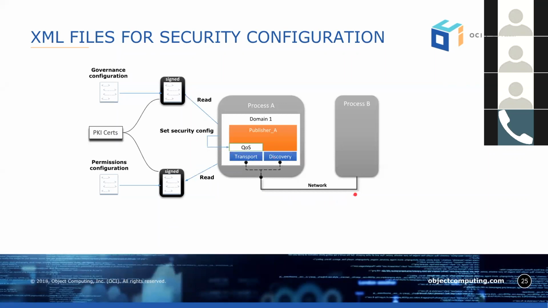Notice in this part of the diagram, we're showing the network in process B. That's important because having a signed document isn't just a local aspect of DDS security. It's also part of the security protocol. So in order for process B to trust that process A can interact with it over DDS security, it will see the configuration file, the signed permissions for process A, and can verify that signature. So this is an important part of the security model.